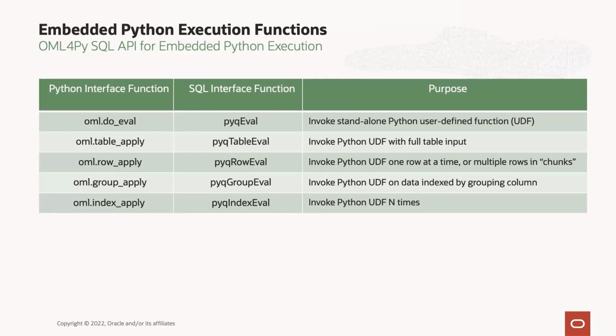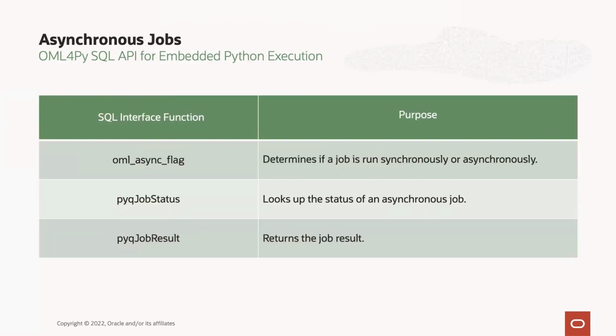OML.groupApply and PyQGroupEval invokes a UDF on data aggregated by one or more grouping columns, such as color or state. And finally, OML.indexApply and PyQIndexEval will invoke a UDF n times, and it's often used for simulations. The first argument to the UDF will be the index of the invocation. This index can be used to set a random seed.